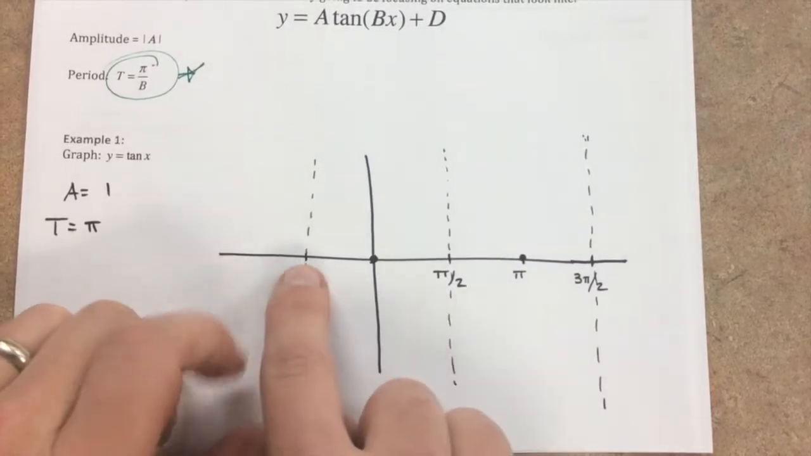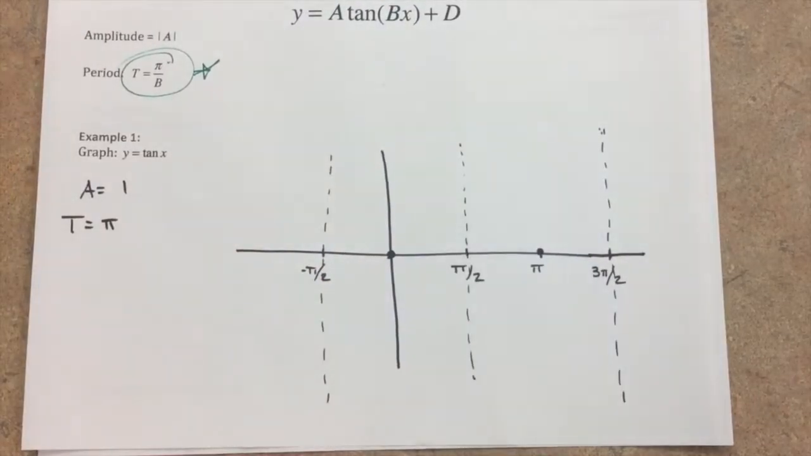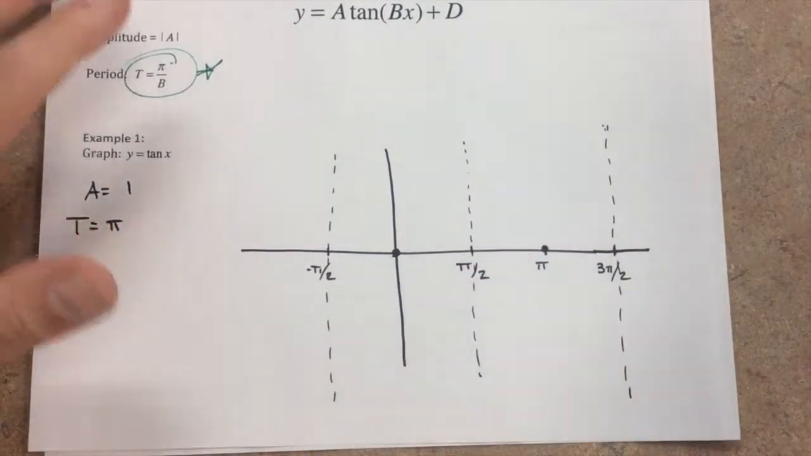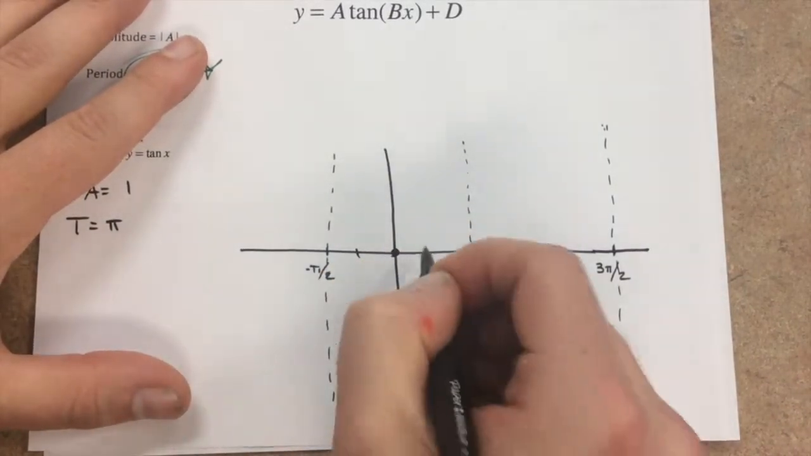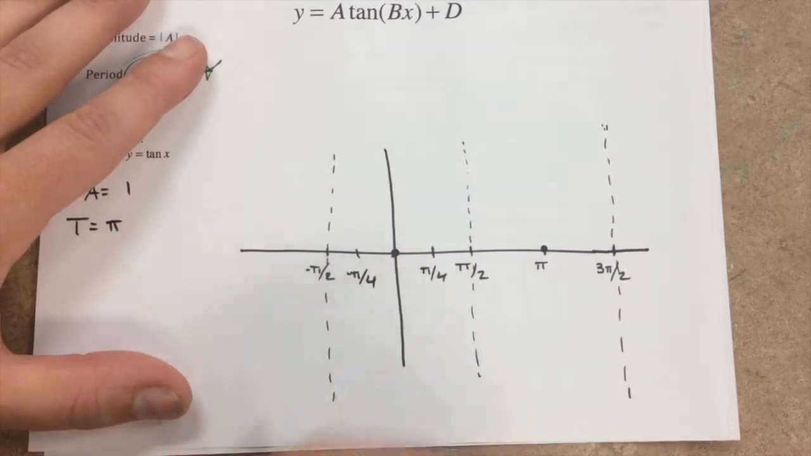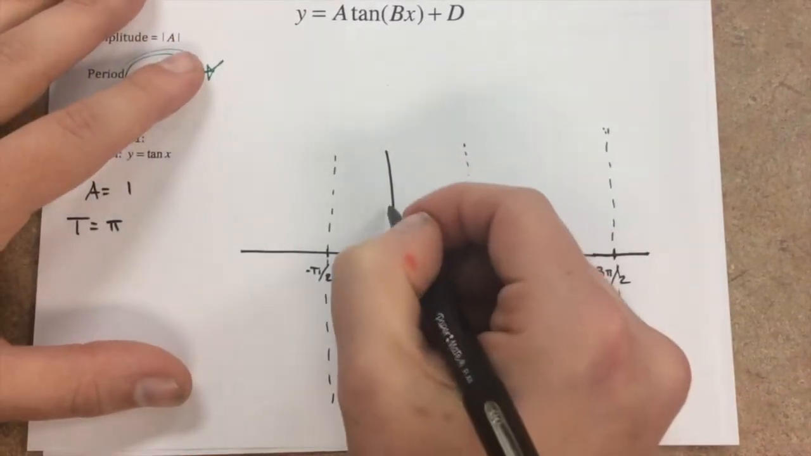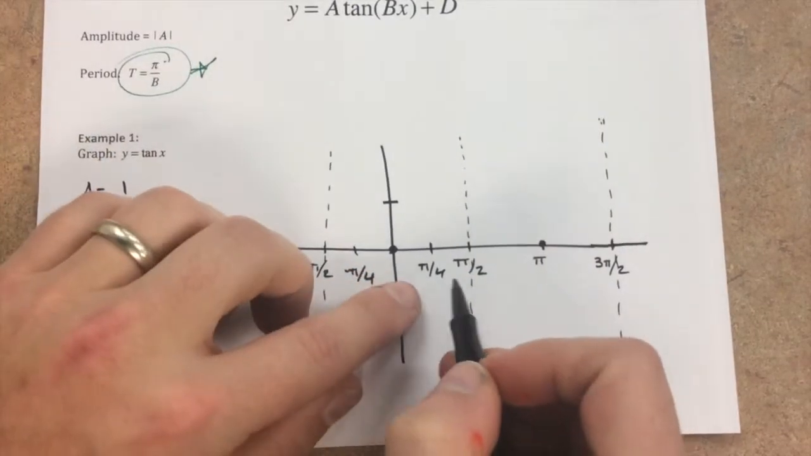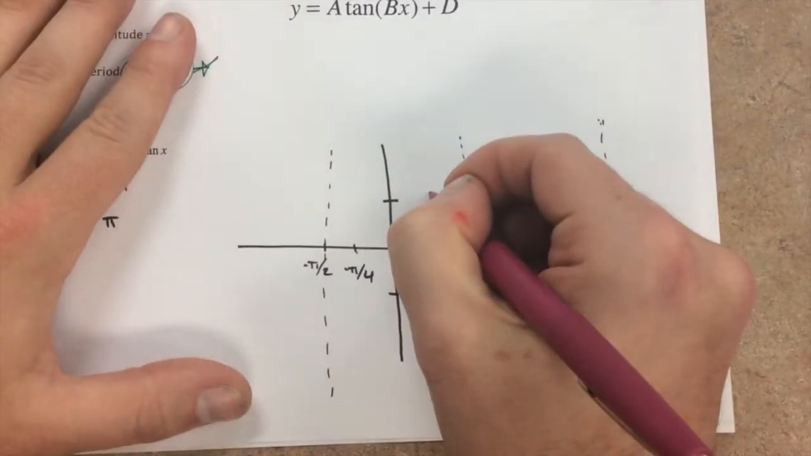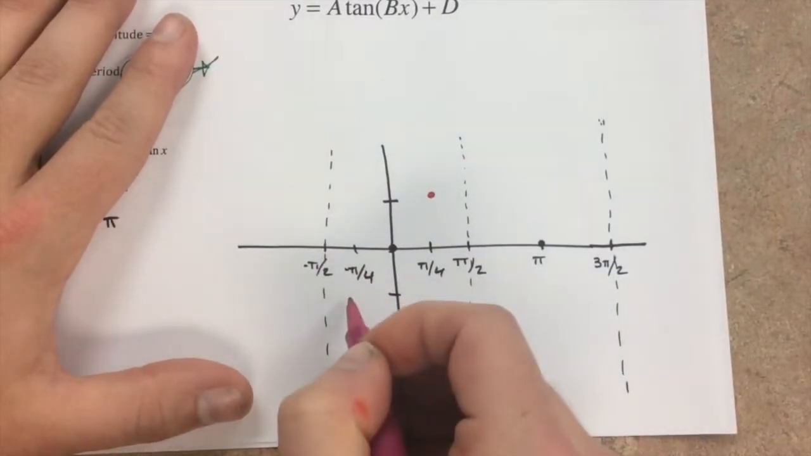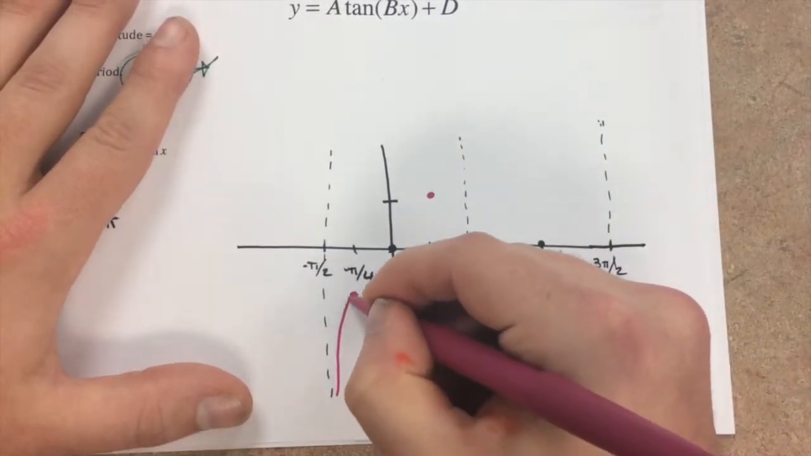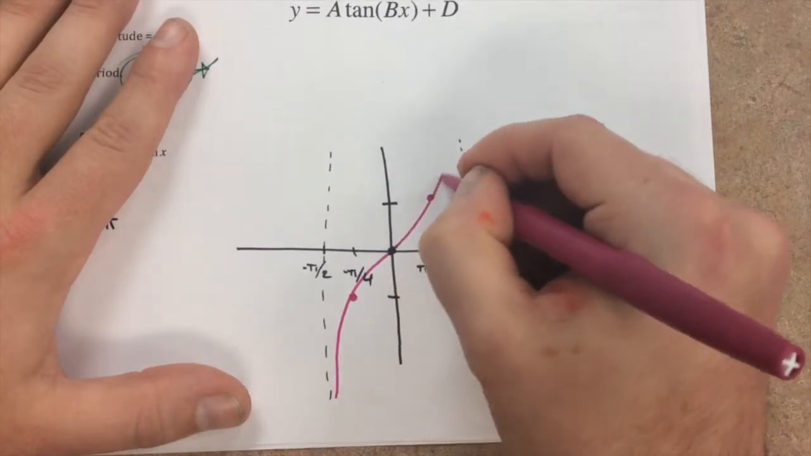And this, from negative pi over 2 to pi over 2, is 1 pi. So the last little bit. If I cut halfway between here and here, say pi over 4 and negative pi over 4, on our unit circle, the tangent of pi over 4 is 1. And the tangent of negative pi over 4 is negative 1. And so tangent turns out to look just like this.